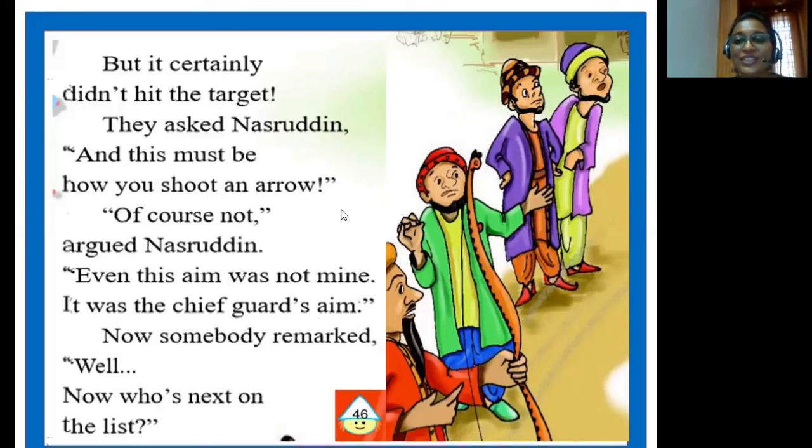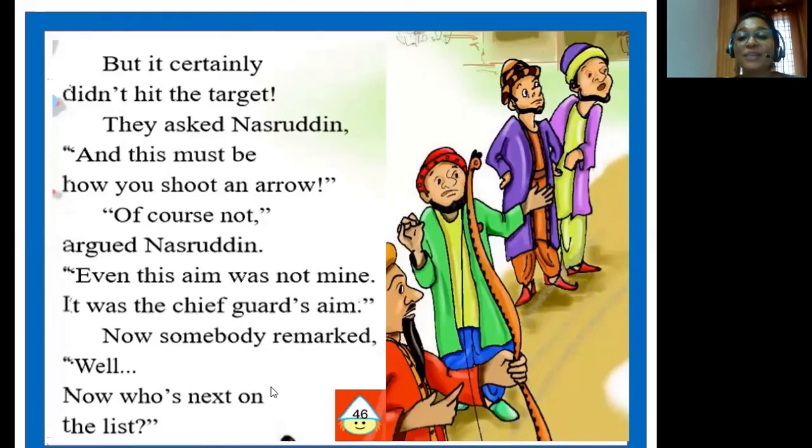Here, Nasruddin tries to defend himself. He says this was also not his aim. It was the chief guard's aim. Remember, children, whenever Nasruddin misses an aim, he mentions somebody else's name. And he does this in order to escape from the mockery of his friends. He does not want to be insulted by his friends. Okay? Now somebody remarked, "Well, now who is next on the list?"